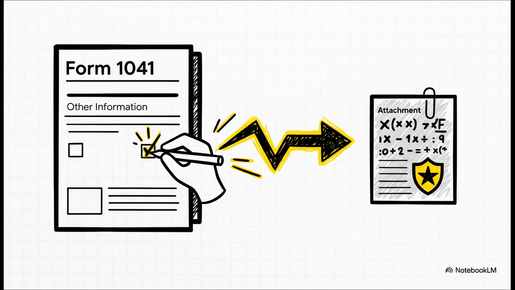So here's exactly where it all goes. The final numbers land on lines 12, 14, and 15 of the 1041. But, and this is crucial, if the trust has tax-exempt income, you're going to check yes to question 1 in the Other Information section. That checkmark is what tells the IRS you're attaching a separate sheet that shows all your work, the gross numbers, the formula, and how you got to the final answer. That attachment is your audit shield.